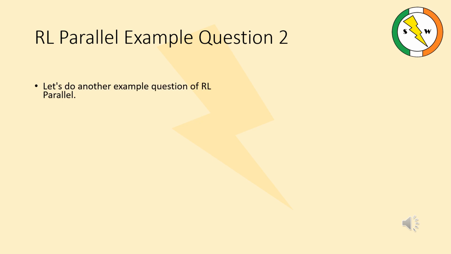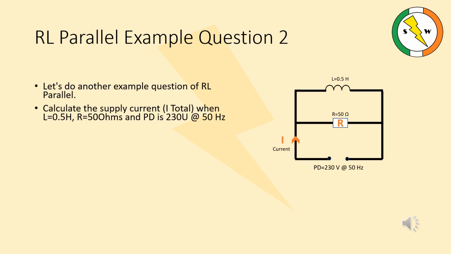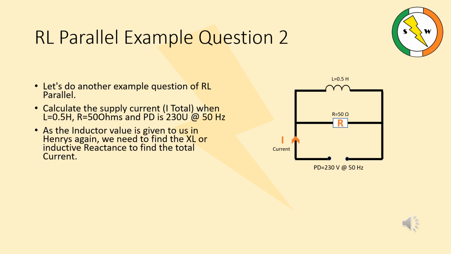Let's do another example question of RL parallel. Calculate the supply current, I total. Firstly, again draw out the circuit. This will help you visually. U equals 230 volts at 50 Hz. R equals 50 ohms, and L equals 0.5 henries. As the inductor value is given to us in henries again, we need to find the XL, or inductive reactance, to find the total current.